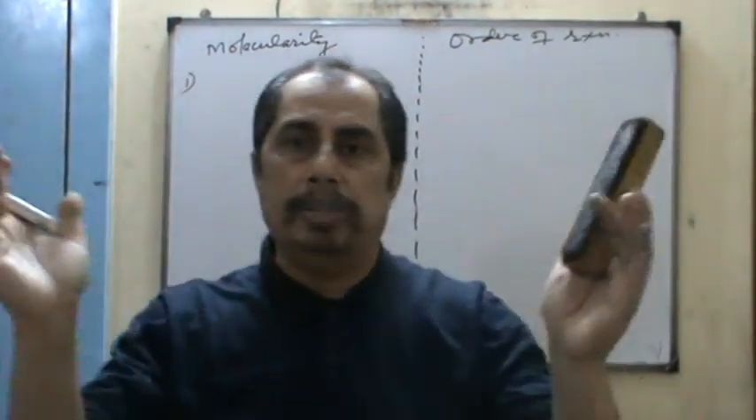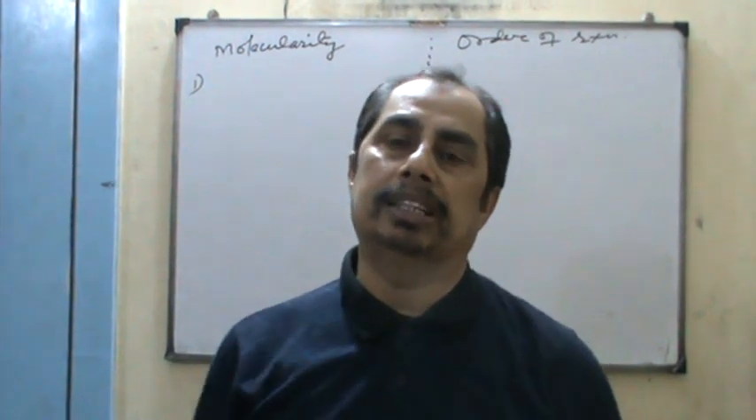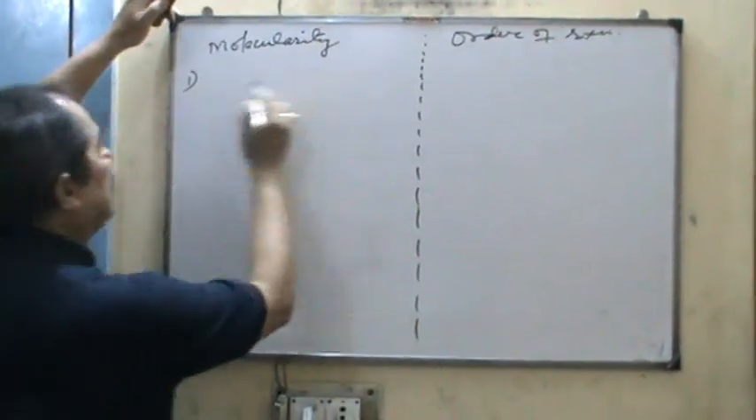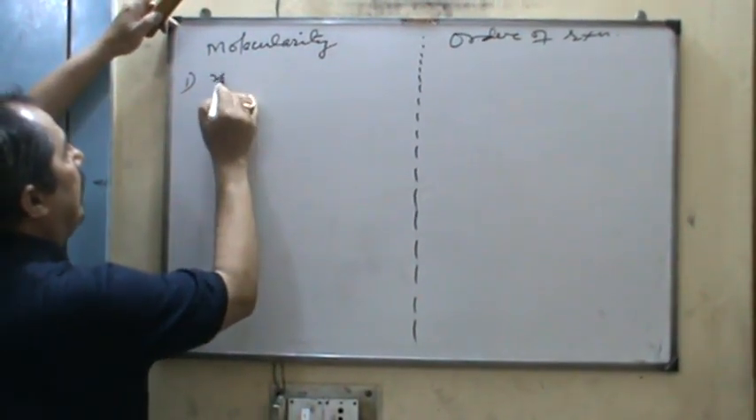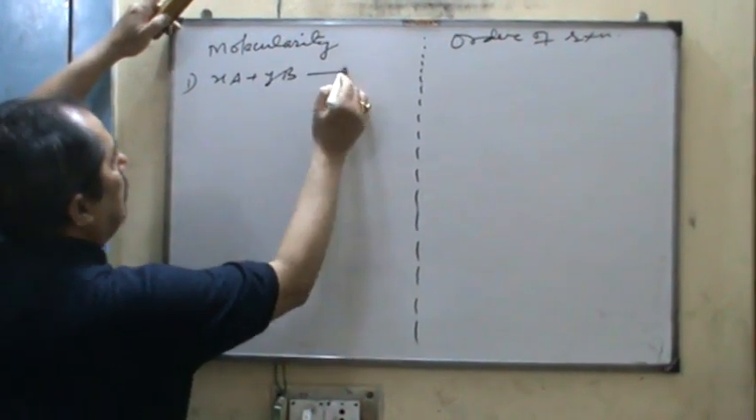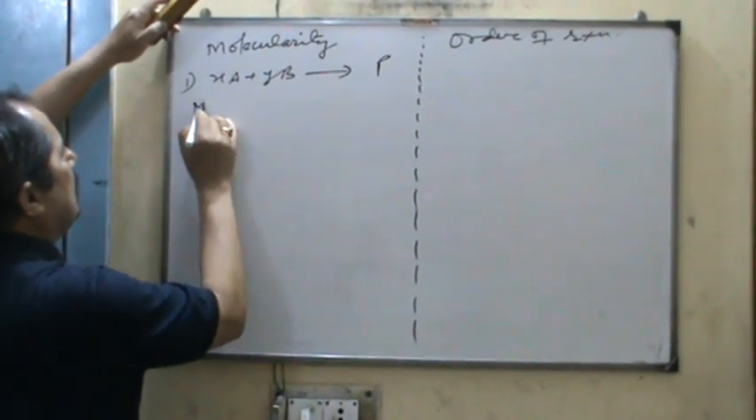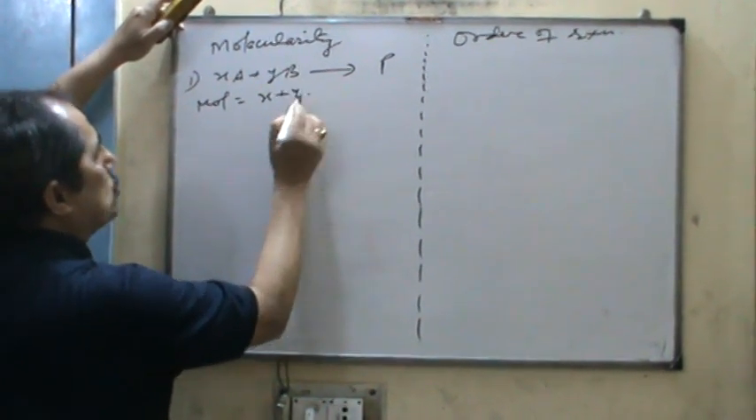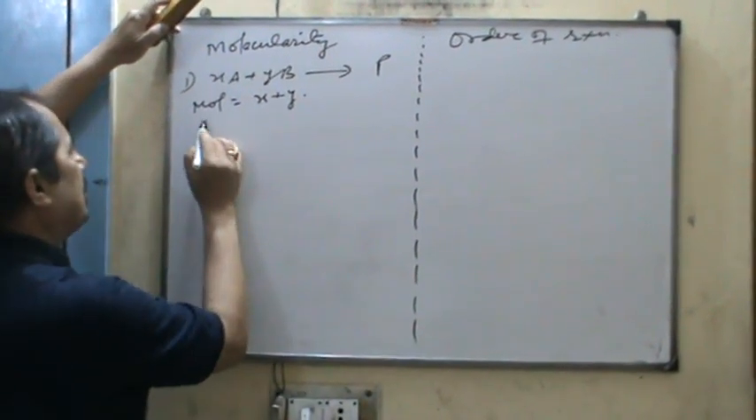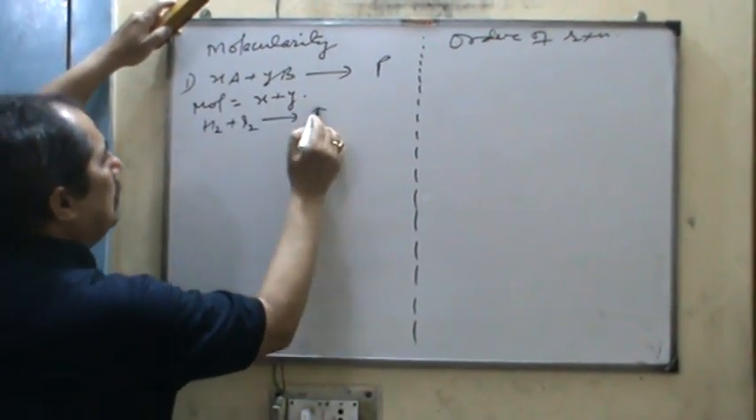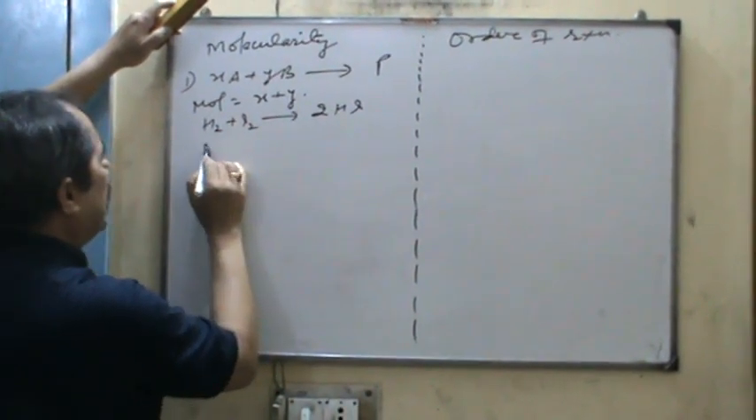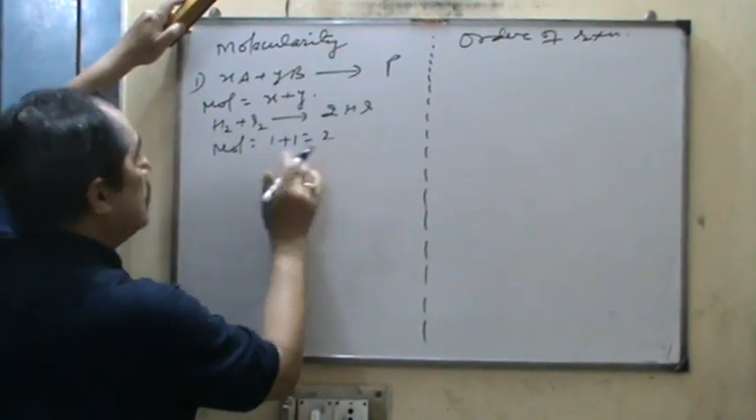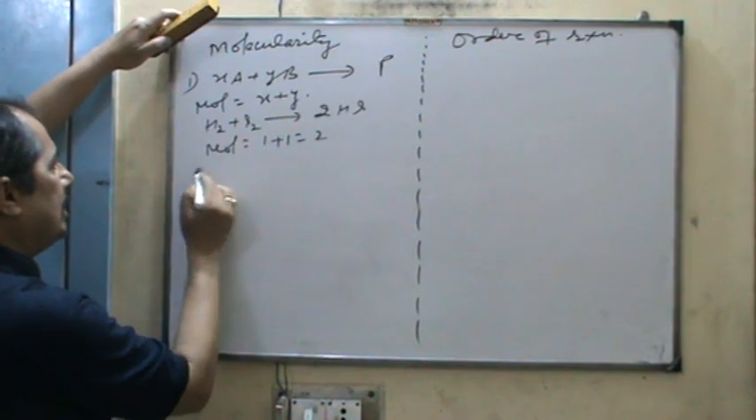So molecularity is very simple. Total number of moles of the reactants used in the reaction to form the products is called molecularity. For example, if I say xA plus yB gives the product, what is the molecularity? x mole of A and y mole of B, so x plus y, right? For example, H2 plus I2 gives 2HI. What is the molecularity? 1 mole of H2 and 1 mole of I2, 1 plus 1, that is 2.